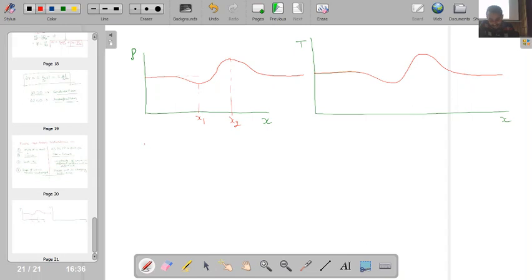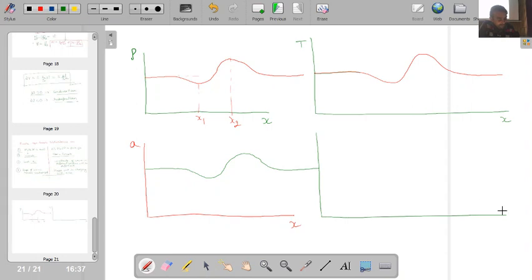Similarly, if I know the temperature, then the speed of sound, what is speed of sound? Square root of gamma RT. So I can plot the variation of speed of sound also, which will have a similar nature with a difference in magnitude. And finally, pressure also I can plot. And finally, another important parameter is u as a function of x.